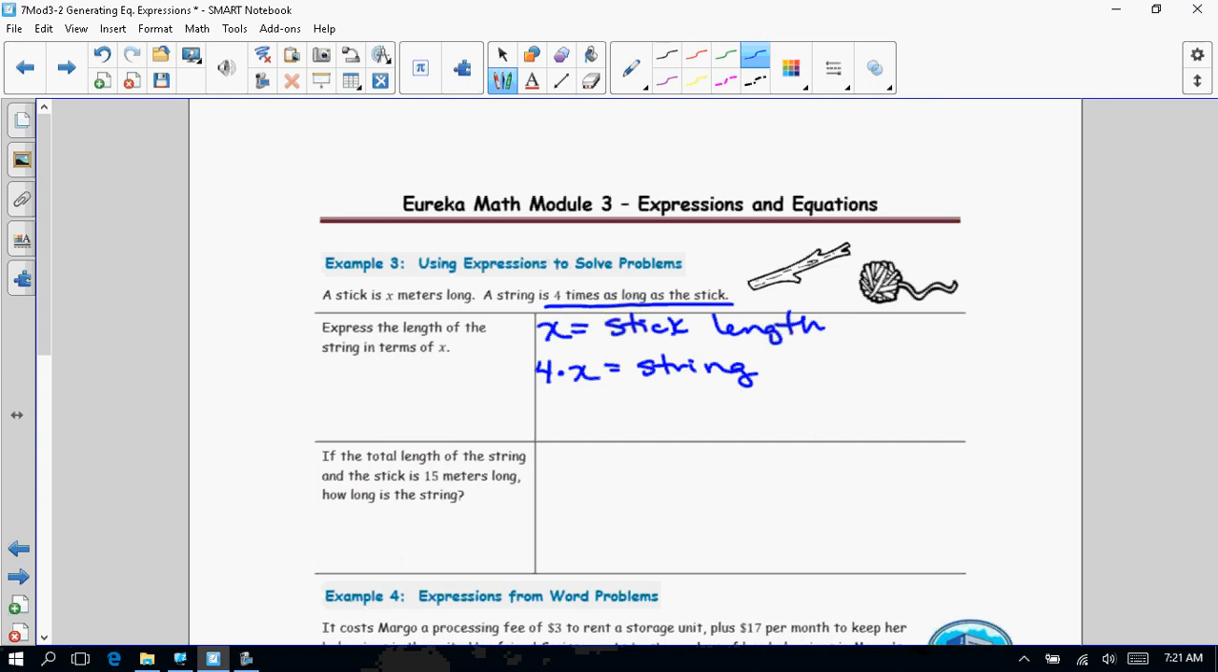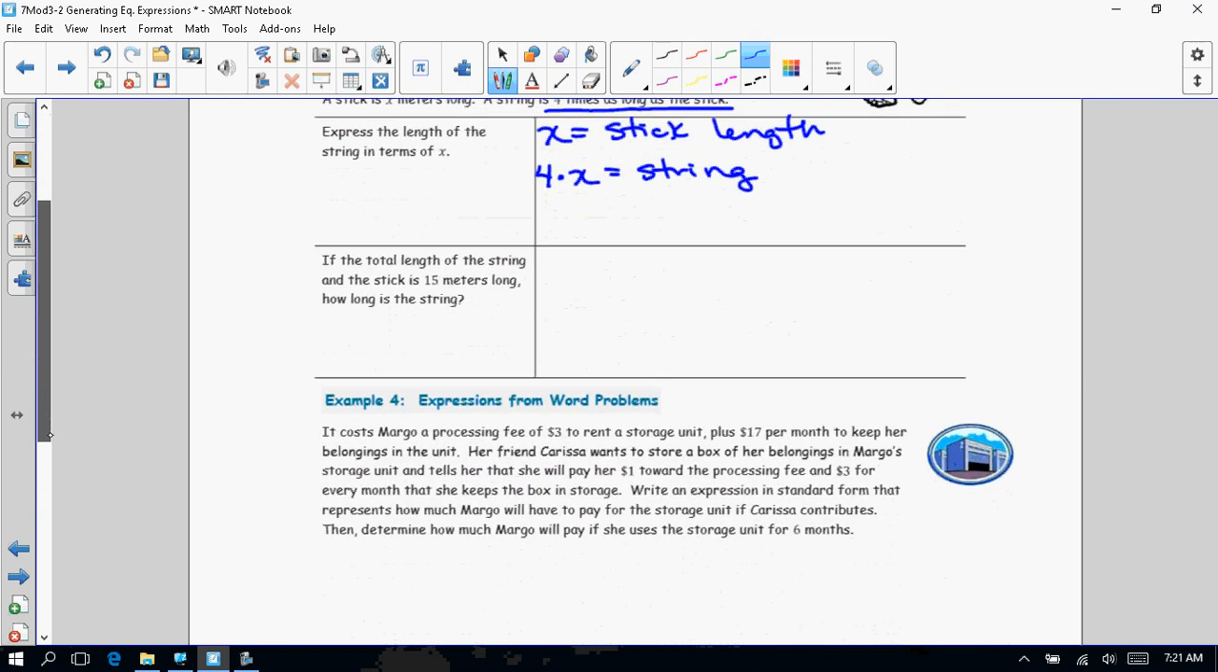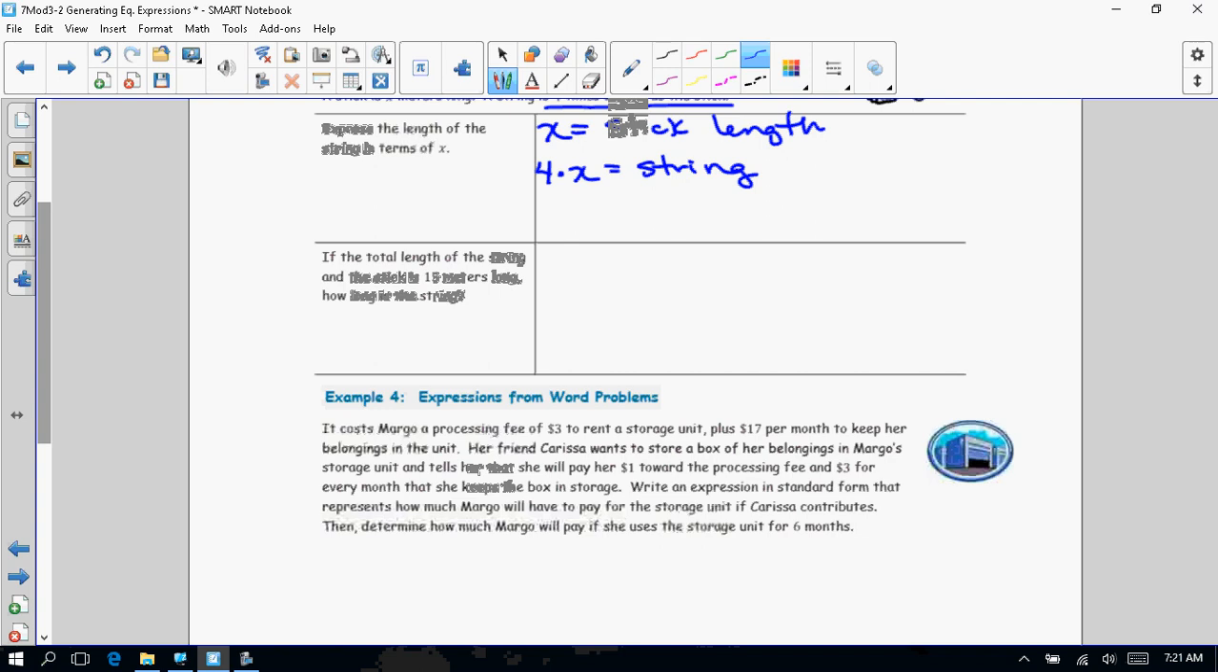So then it says, well, if the total length is 15 meters, how long is the string? Okay? I don't care how long the stick is. I want to know how long is the string. All right, so I know that combined, the total of the string and stick is, there's a keyword, 15. Okay, total tells me I'm going to add, and is tells me an equal. So I'm going to add the stick plus the string to get the total.